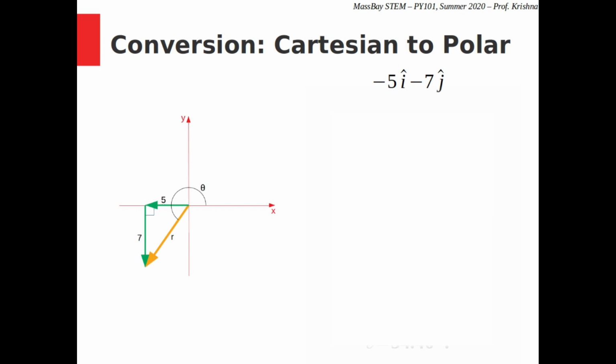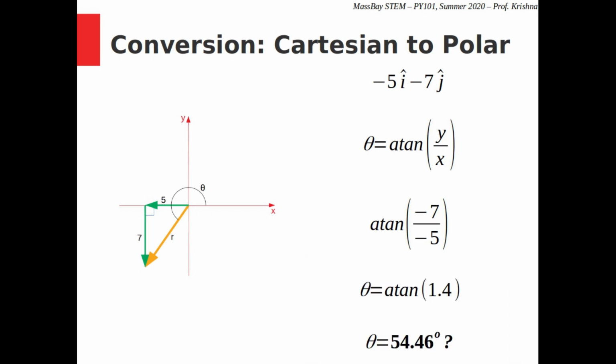Remember how I said that drawing the vector was important and had to be done first? Here's why. Look at this vector, -5 i hat minus 7 j hat. We can see this vector lies in the third quadrant. Suppose we want to find theta. We need to take the arctangent of y over x, in this case, the arctangent of -7 over -5. Our calculator tells us that is 54.46 degrees.